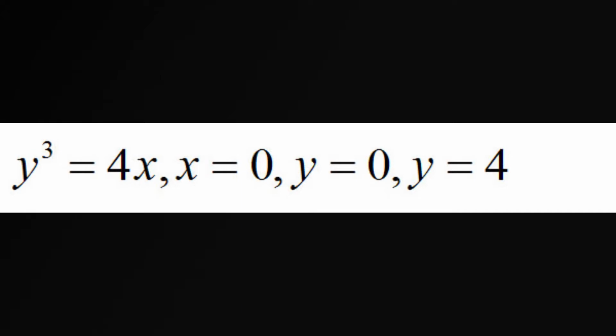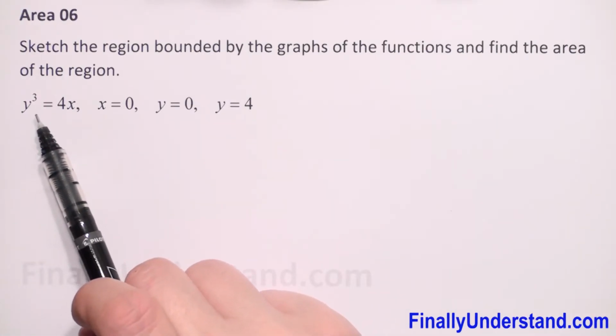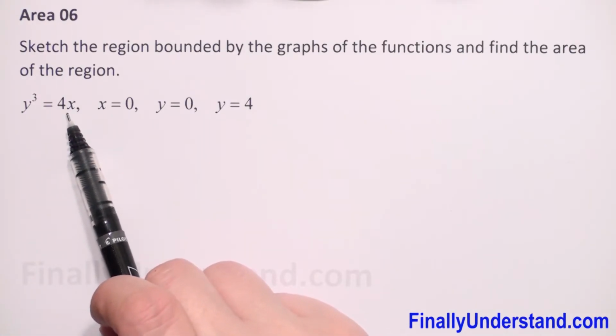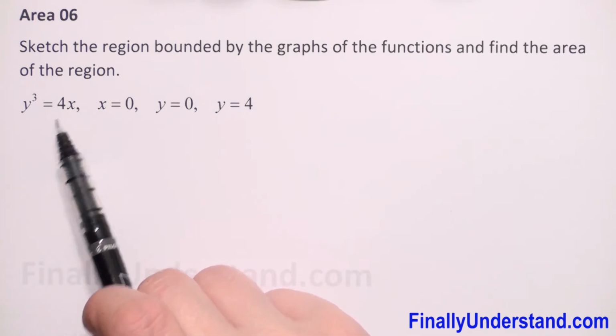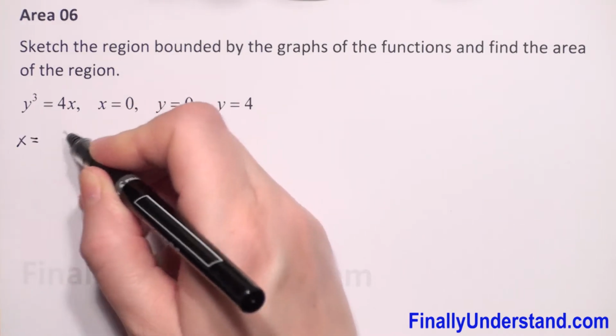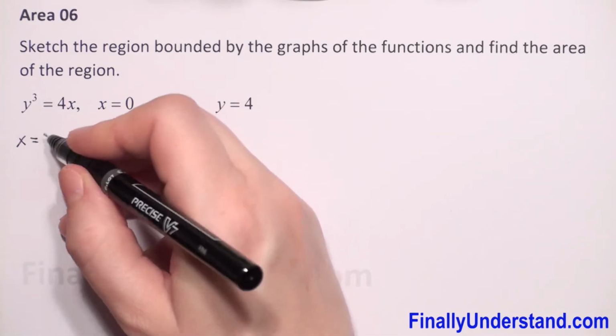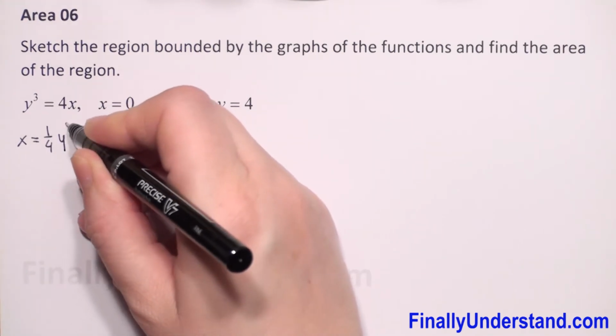First, we have to sketch the graphs of the given functions. We have first y cubed equals 4x. So the easiest way to draw this graph will be to find x. So x will be equal, we'll divide both sides by 4. So we have 1 over 4 times y cubed.